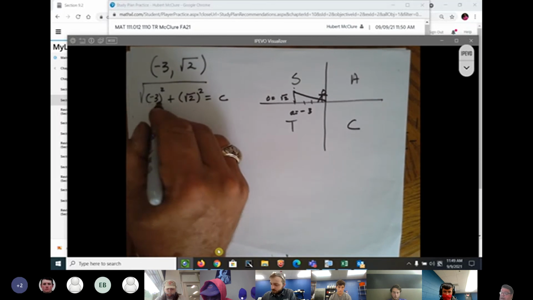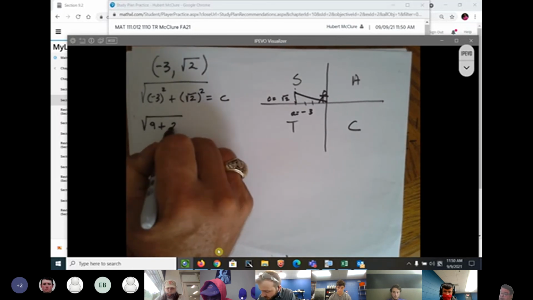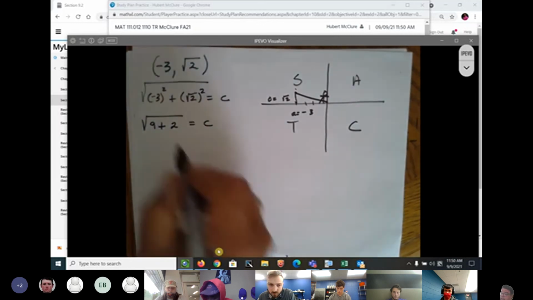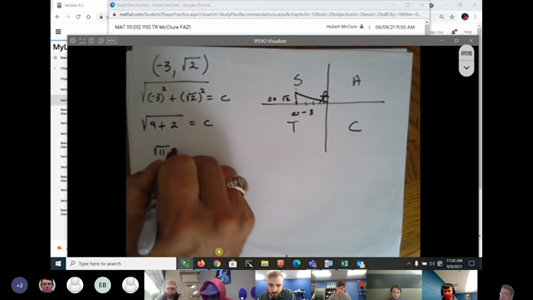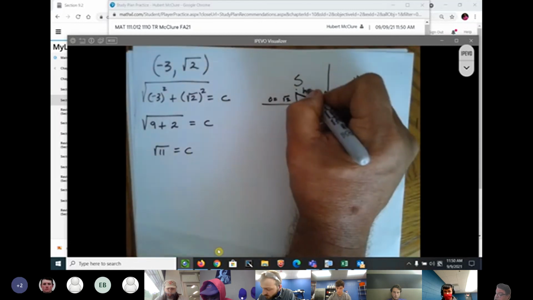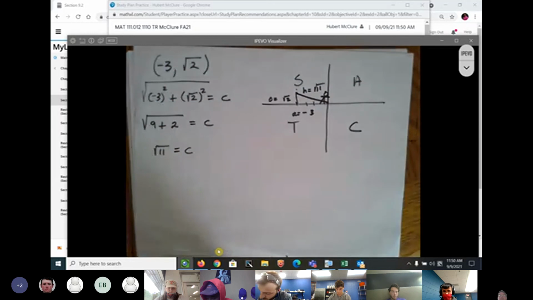And that's going to be 9 plus 2 is equal to C. And the square root of 11 is equal to C. So H is equal to the square root of 11. Now we already know that the sine and the cosecant are going to be positive.